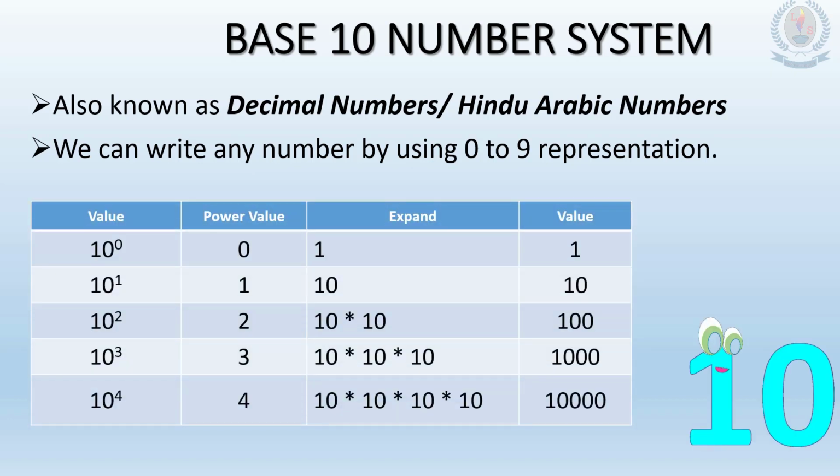See the value, it goes as 10 to the power 0 for the first position, and 10 to the power 1 is the second position, like that. So the first position is 10 to the power 0, and we know any value to the power 0 is 1, and then 10 to the power 1 means 10. 10 to the power 2 means 10 into 10, that is 100. 10 to the power 3 means 10 into 10 into 10, that is 1000. Like that it will increase.